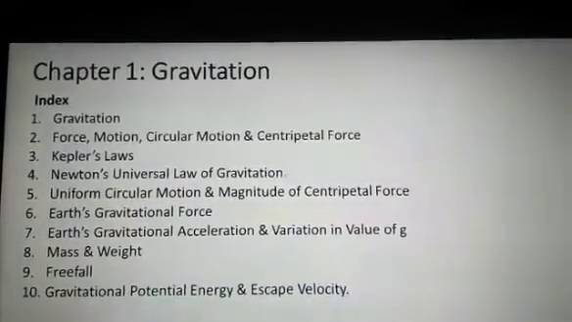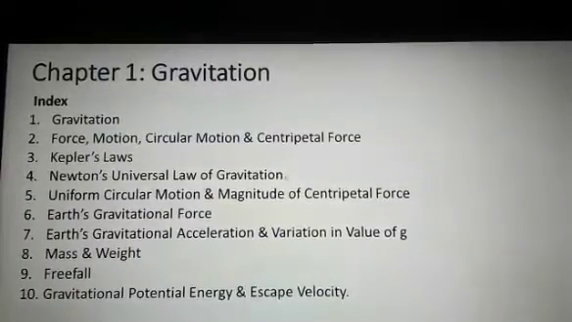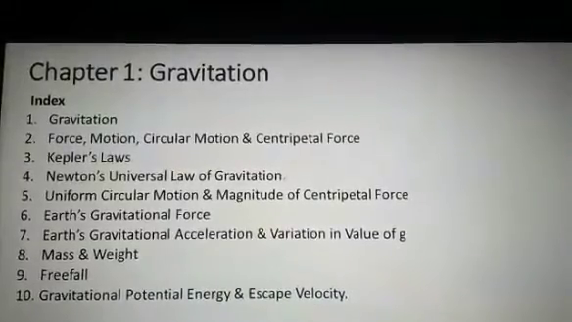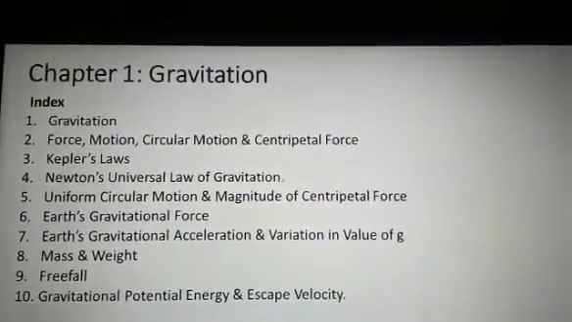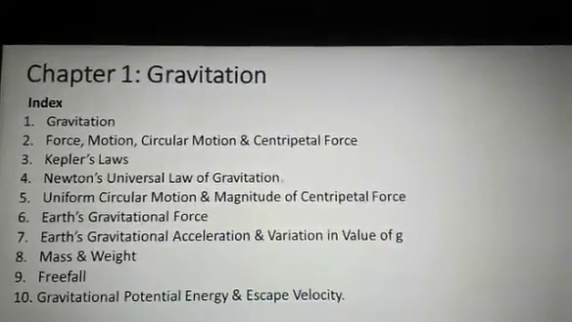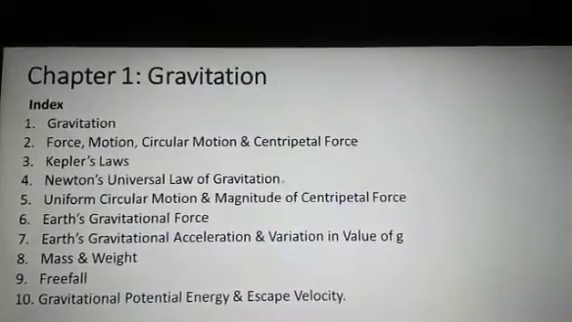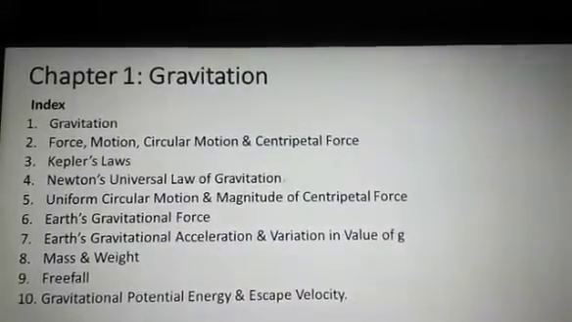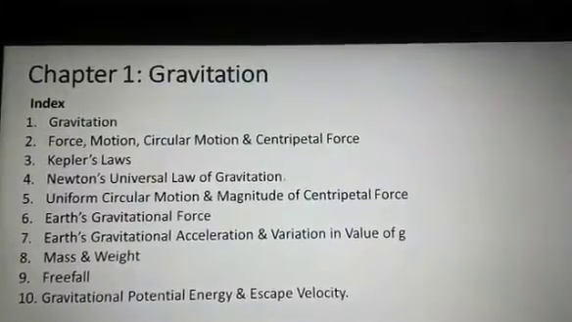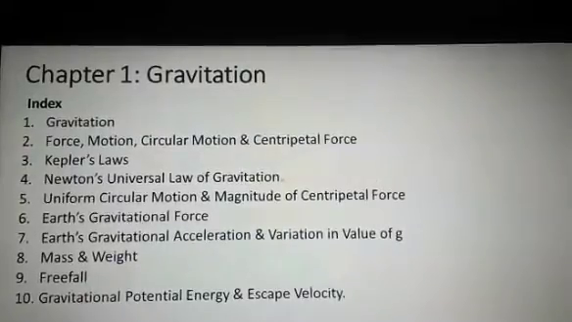Here are the topics from the chapter gravitation shown here. In total there are 10 topics. First one is gravitation. Second is force, motion, circular motion and centripetal force. Third one is Kepler's laws. Fourth is Newton's universal law of gravitation. Fifth is uniform circular motion and magnitude of centripetal force. Sixth is Earth's gravitational force. Seventh is Earth's gravitational acceleration and variation in the value of g. Eighth is mass and weight. Ninth is free fall, and tenth is gravitational potential energy and escape velocity.